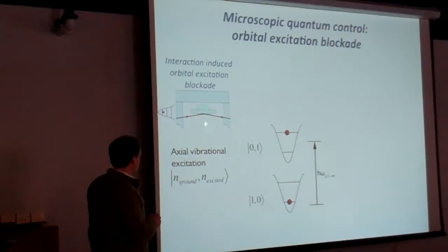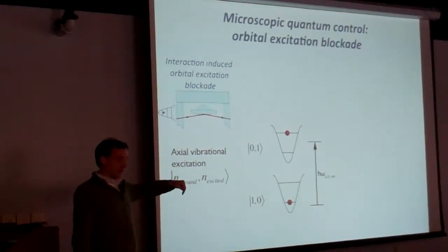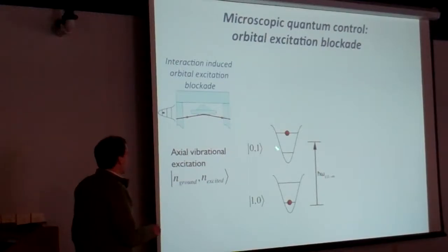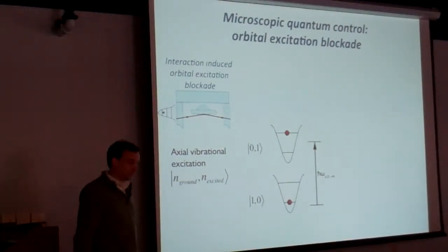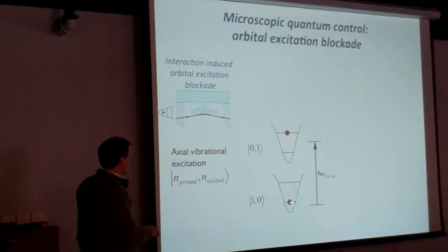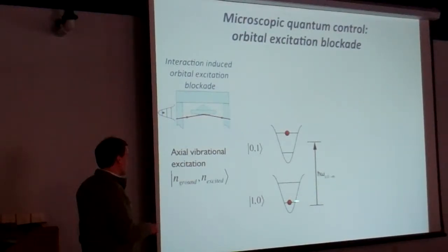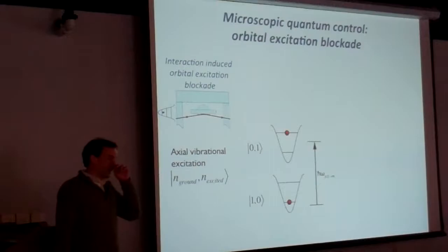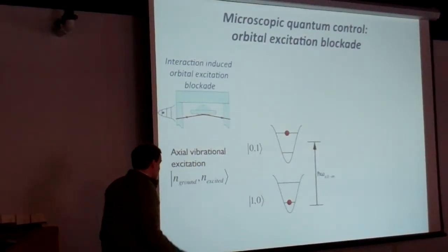And so we can use an excitation in this vertical confinement as a new degree of freedom. You could even encode a spin in that degree of freedom. So in the vertical direction, let's say here, for example, we extend this notation. Here we have one atom in the ground vibrational state in the vertical direction and zero atoms in the excited. And here we have zero in the ground and one in the excited. We can drive transitions between these by coupling them.